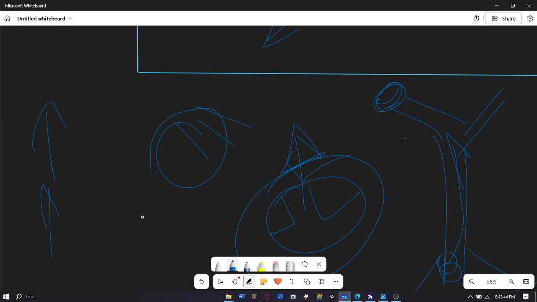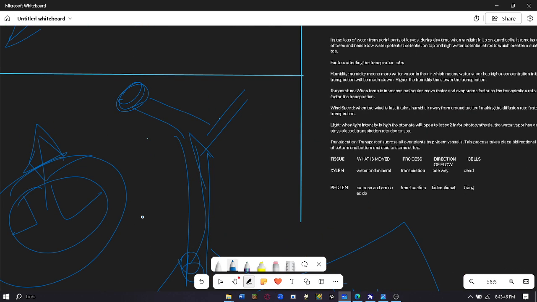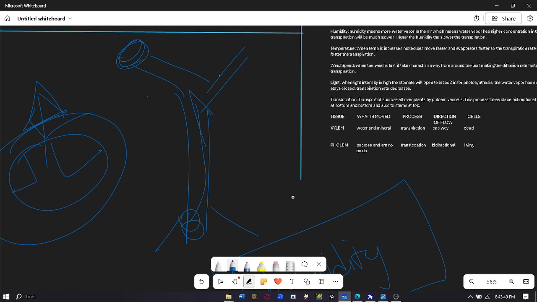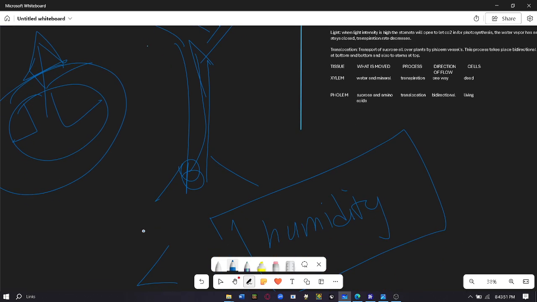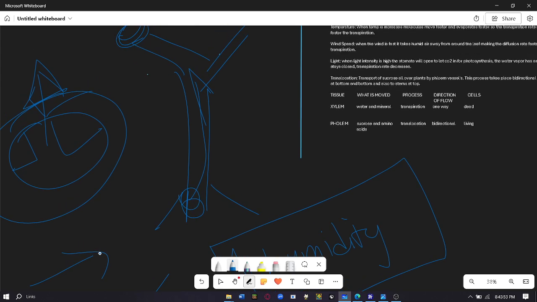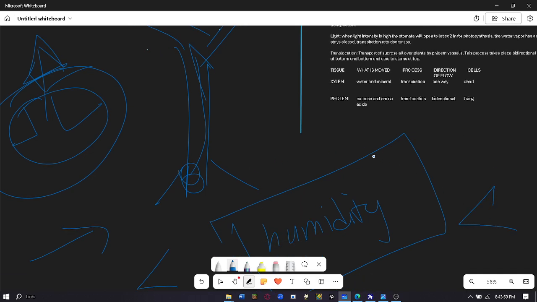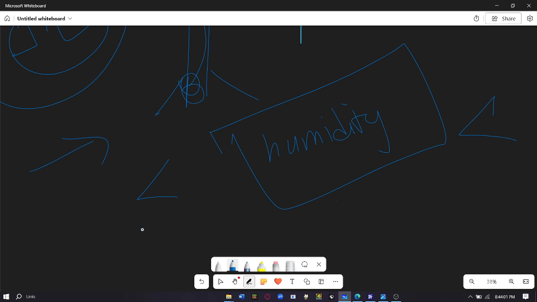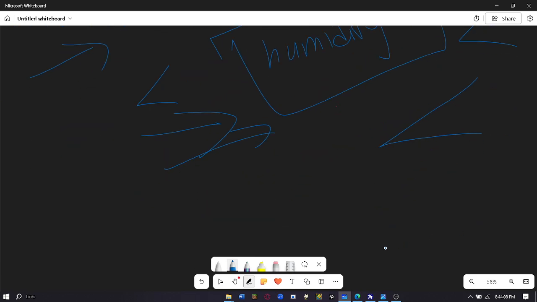And then after that we have sunlight. We have wind speed. The faster the wind speed, the less humid it becomes, and the faster the transpiration process goes. And of course, light, where more light means more heat too, so that basically means faster transpiration. At night there's less light, so there's less transpiration.